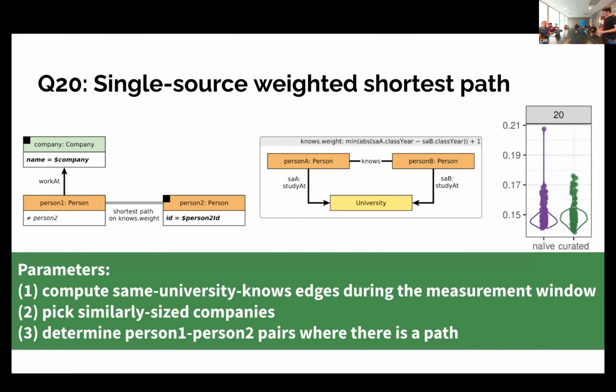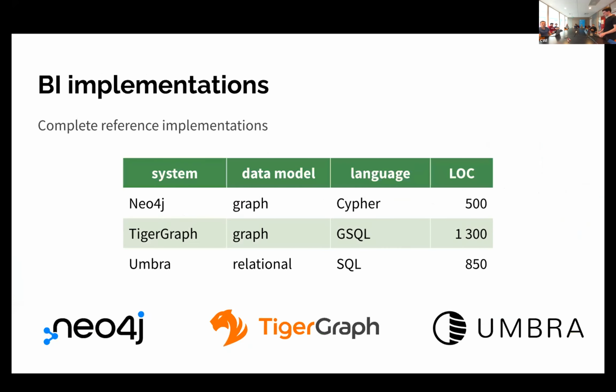And to this end, we use quite a convoluted parameter selection technique, which is that we pre-compute the same university knows edges during the measurement window. So the people and the knows edges who are there in that 32-day period when we benchmark. Then we pick similarly sized companies, and then we only return person 1 and person 2 pairs where there is a path between some employee and the person 2. And this, of course, implies that we practically have to do the query during generation time in order to then ensure that the runtime is somewhat predictable. So parameter selection is quite a big feature of this benchmark.